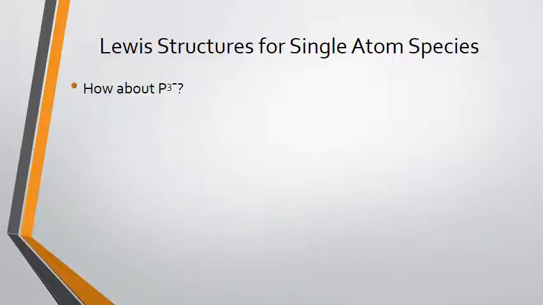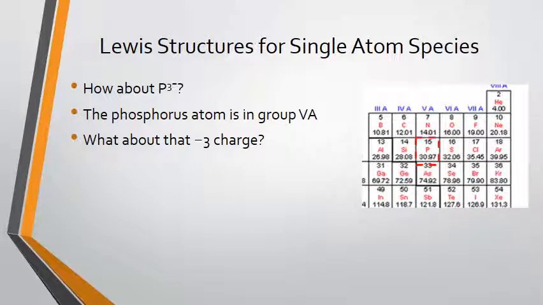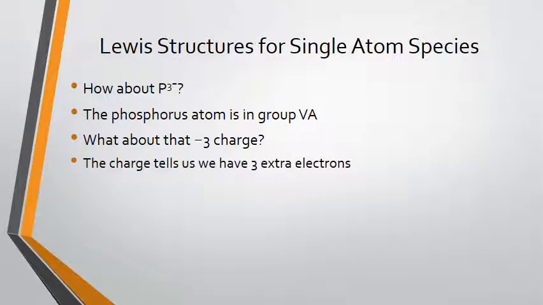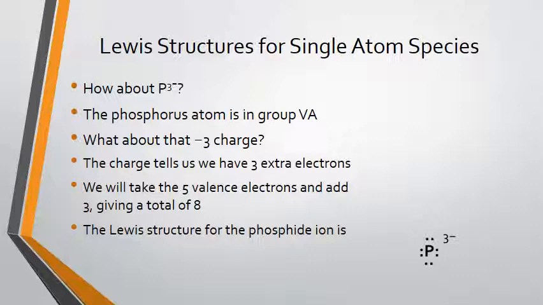Let's do the phosphide anion. Phosphorus atom is in group 5, but it also has a -3 charge. There's phosphorus. Now the charge tells us we have a phosphorus atom and 3 extra electrons. So what we'll do, we've got the 5 valence electrons, add 3, and we have a total of 8 electrons. And that's why phosphorus makes -3 ions, because it then has an octet.